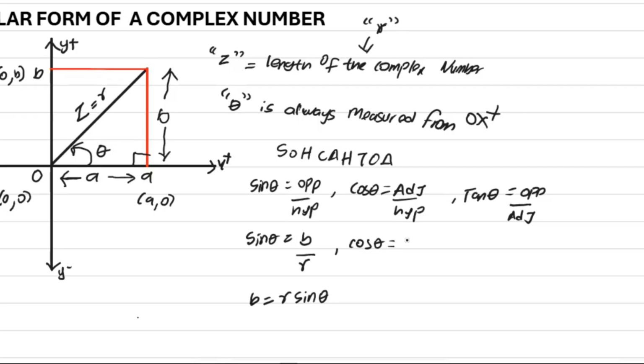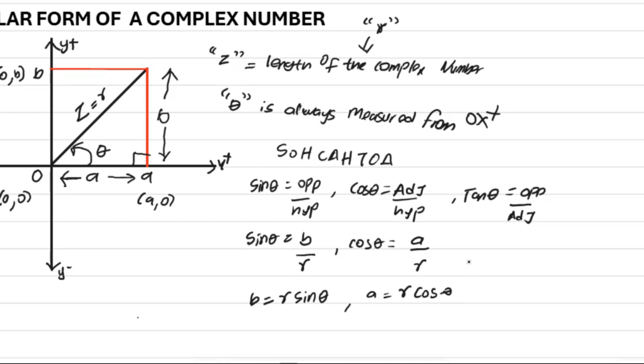Now also from here, cos theta is adjacent over hypotenuse. Our adjacent here is a, over our hypotenuse. Our hypotenuse is still r. If you cross multiply, it means that our a is equal to r cos theta.